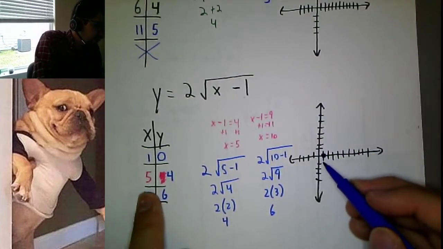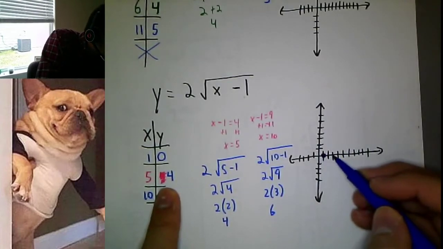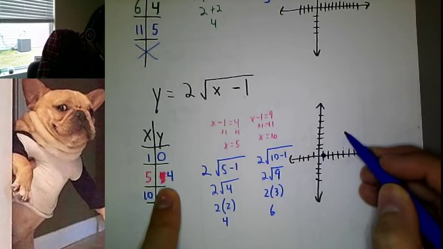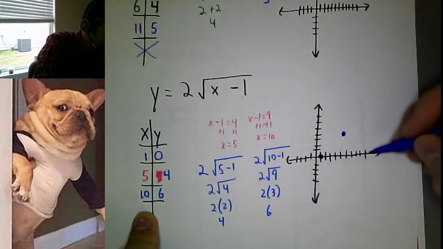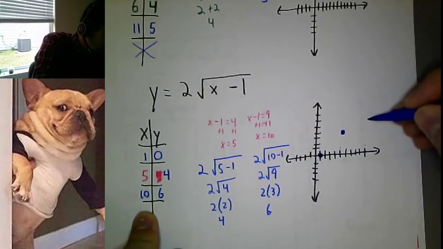Next point is count over 5, count up 4. 1, 2, 3, 4, 5. 1, 2, 3, 4. My next point is count over 10, then count up 6. 1, 2, 3, 4, 5, 6.